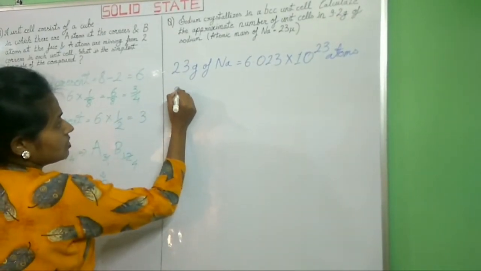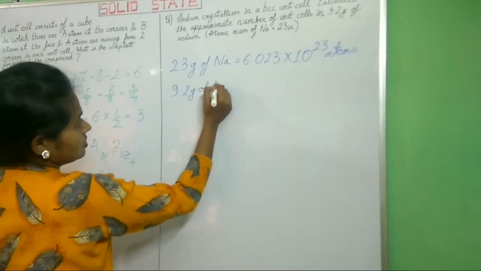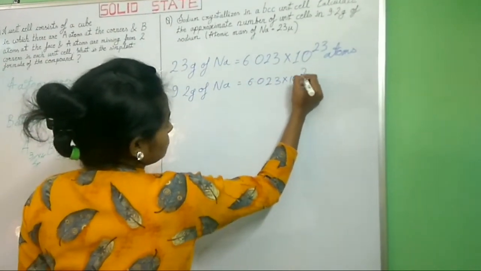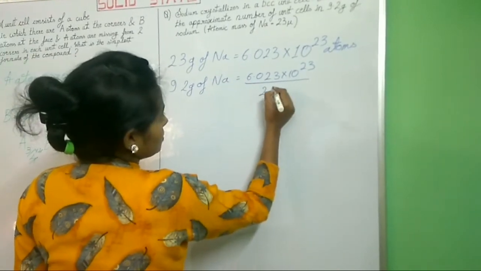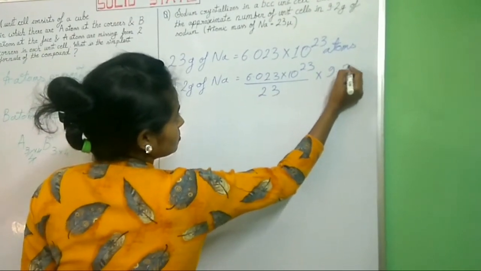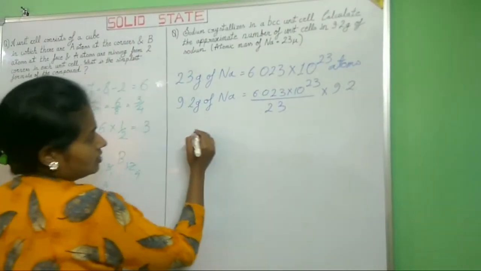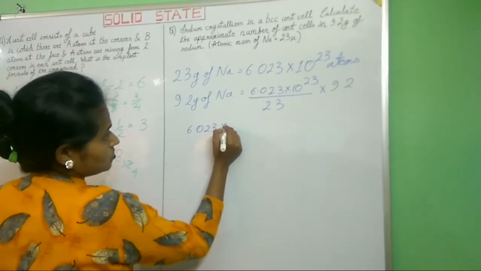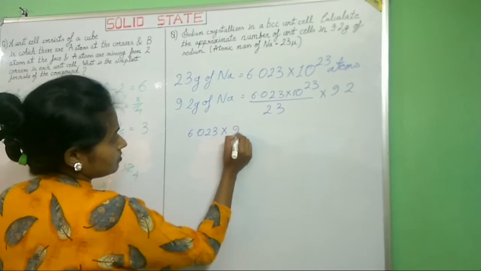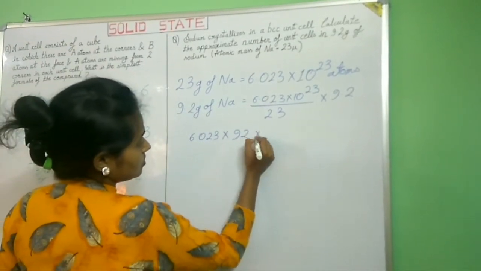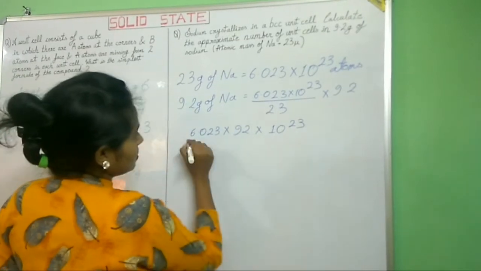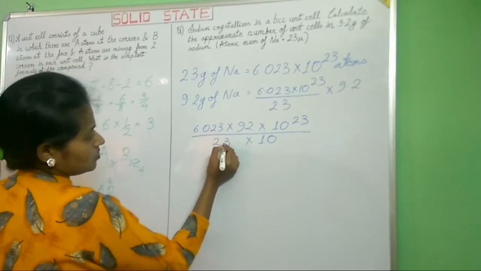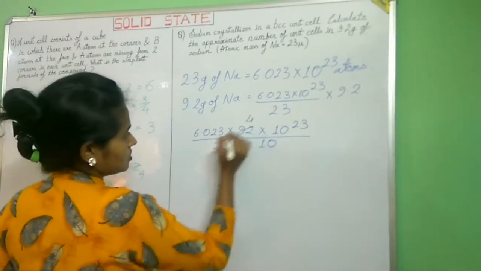So how much will 9.2 grams of sodium contain? Simply it will be 6.023 into 10 to the power 23 divided by 23 into 9.2. And solve it. 6.023 into, for removing the decimal, we'll put only 92 into 10 to the power 23. Because we have removed the decimal, so into 10 and this 23. 23 into 4 is 92.